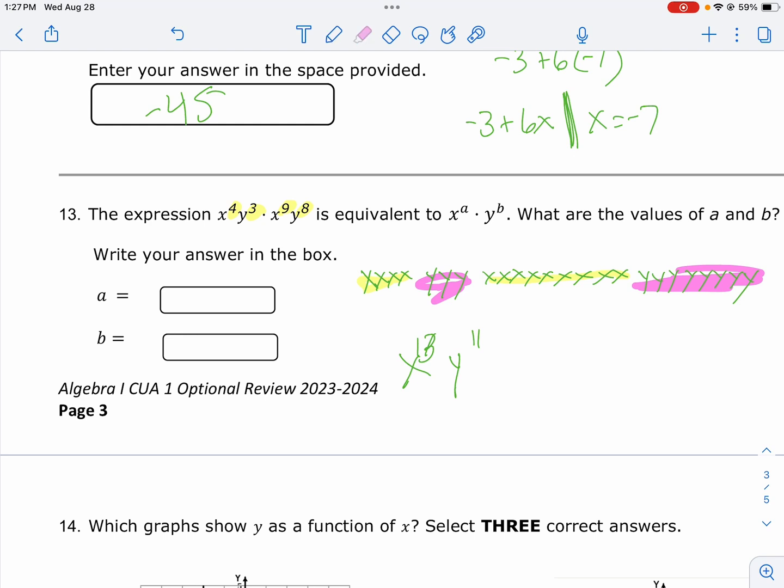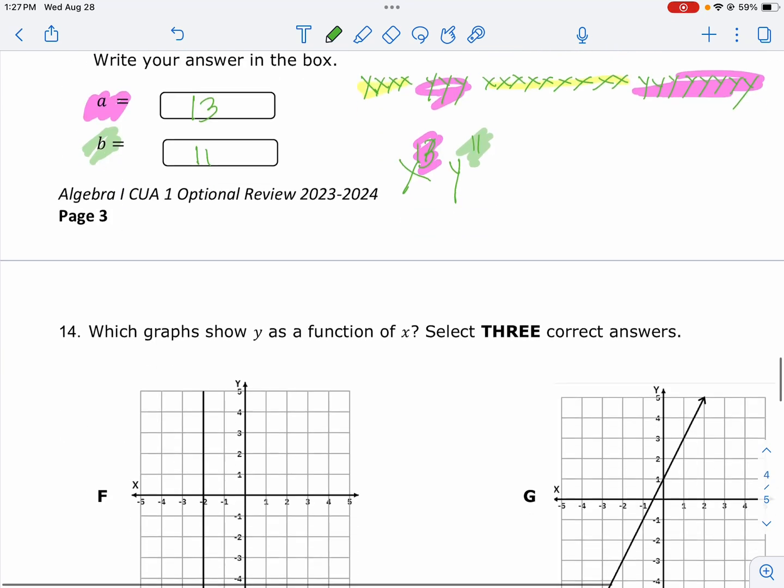Okay, ladies and gentlemen, look at what the question is asking you. A equals, B equals. They want you to solve it, and we did, but now all I want you to do is tell me what the exponents are for those two variables. Well, we figured out that the exponent for X was supposed to be 13. Don't type X to the 13th on there. It's going to get counted wrong. Y is to the 11th power.